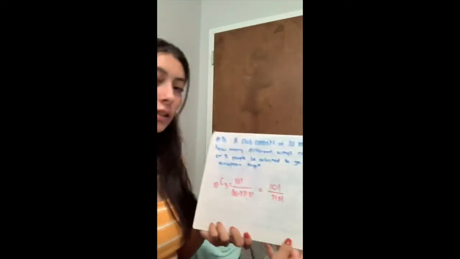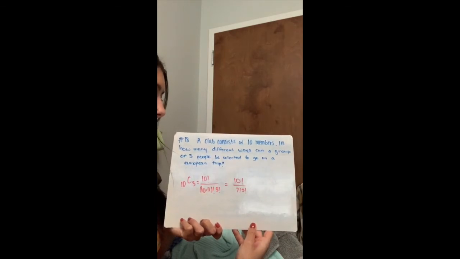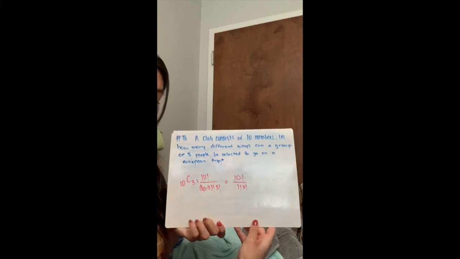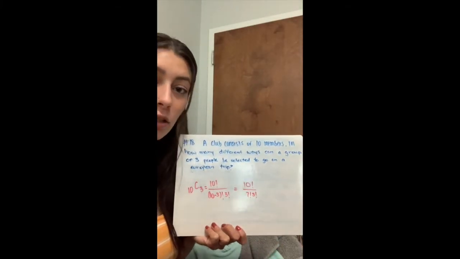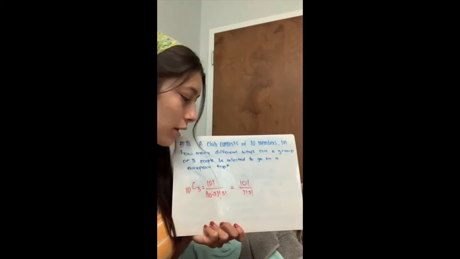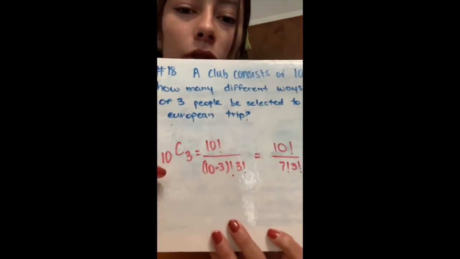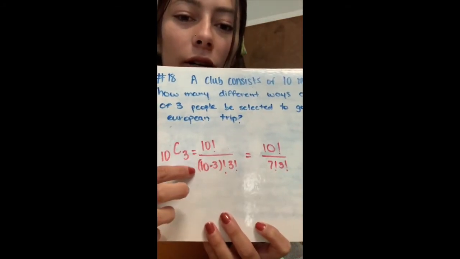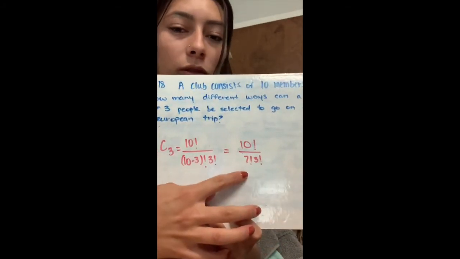So for 18, it's asking, a club consists of 10 members, and how many different ways can a group of 3 people be selected to go on a European trip? So as I said before, there isn't a specific order. It's not saying the third person is not involved or the third person will go last or anything like that. So you write out the formula, which is 10C3, and then you write it out like this. And you subtract 10 minus 3, which is 7.